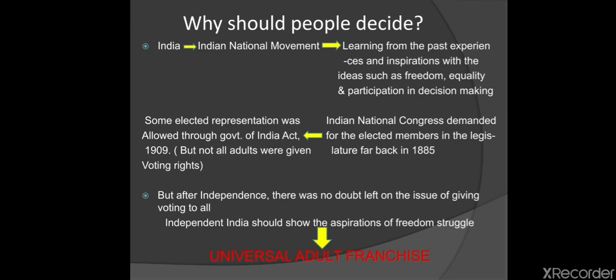We got independence in 1947 and the first revolt was started in 1857, means 90 years of struggle. We have struggled for 90 years. India has struggled for 90 years to get complete independence, and in those 90 years the people have learned so many things, so many ideas. So many ideas evolved in their minds, that what does freedom mean, what does equality mean, and that they should also participate in the decision making.